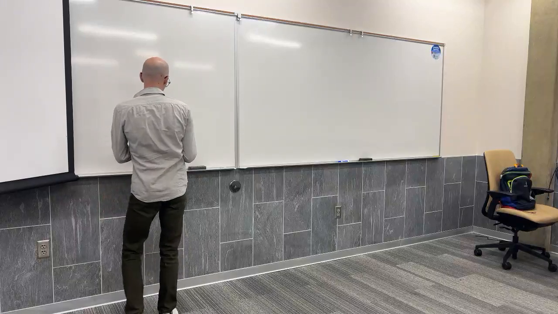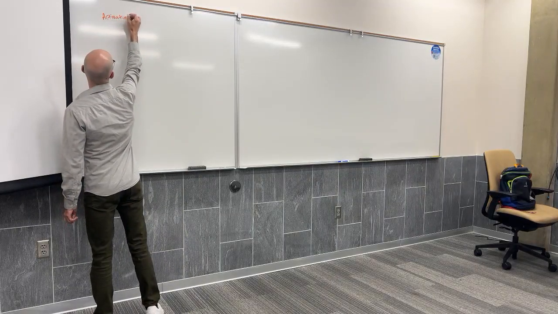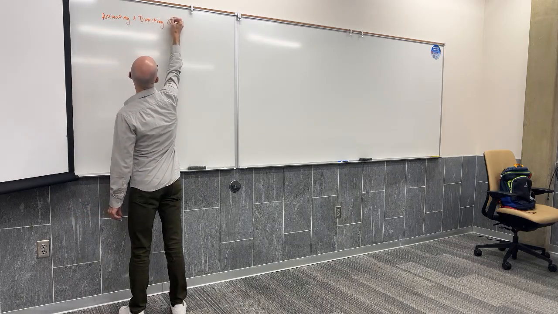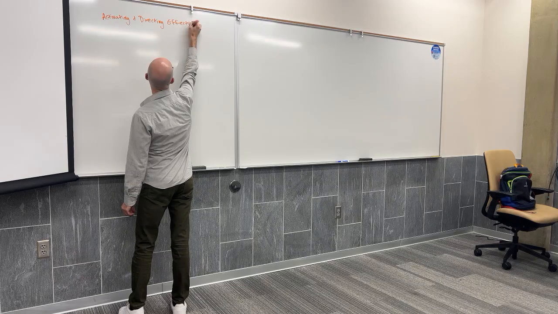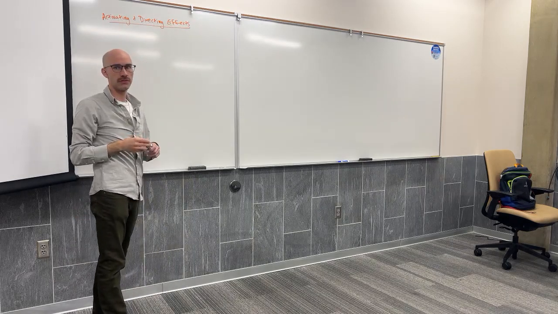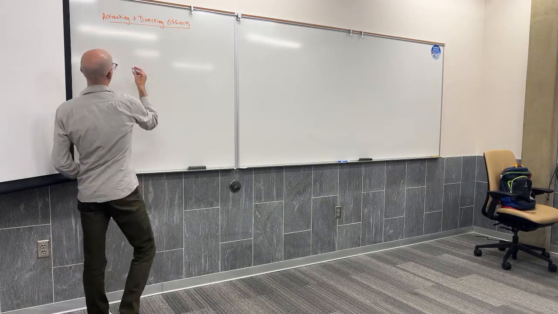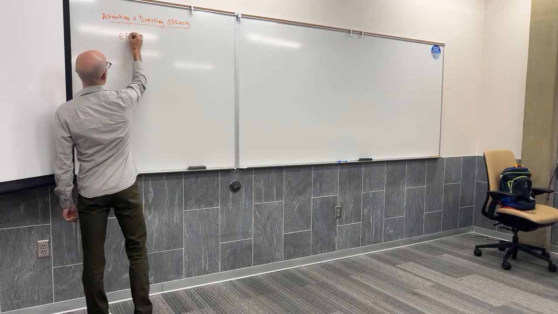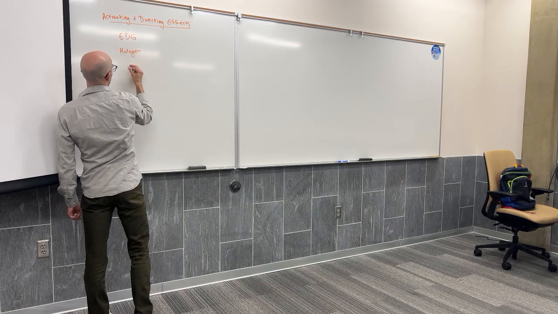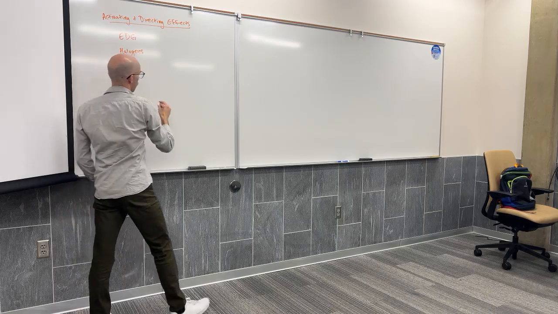So let's do a quick recap on activating effects and directing effects. Because I know I gave you guys a lot to look at on the board yesterday, and I really want to make sure that you've got a clear idea of what does what. We're going to look at our three main types of groups: electron donating, halogens, and electron withdrawing groups.